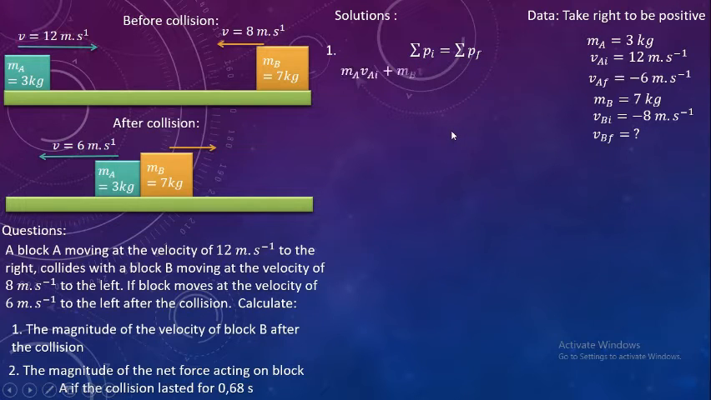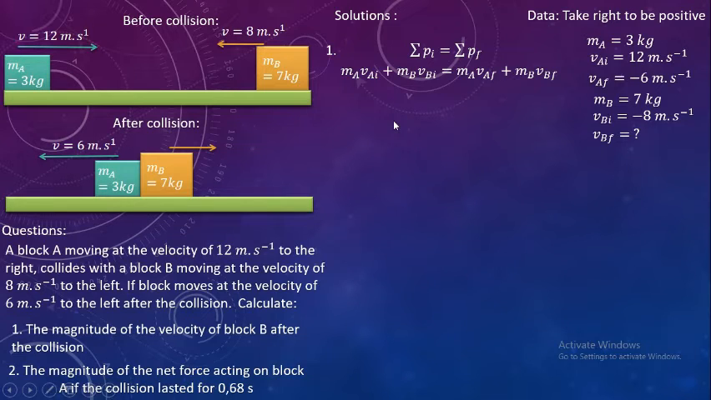When we look at this, we have the sum of the initial momentum and the sum of the final momentum. What is momentum? Mass times velocity. So we have the mass times the velocity of block A, and the mass times the velocity of block B. This will be the total linear momentum initially, and this will be the final momentum of block A, plus the final momentum of block B.